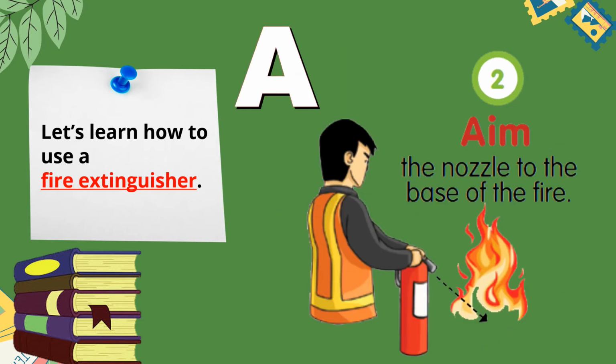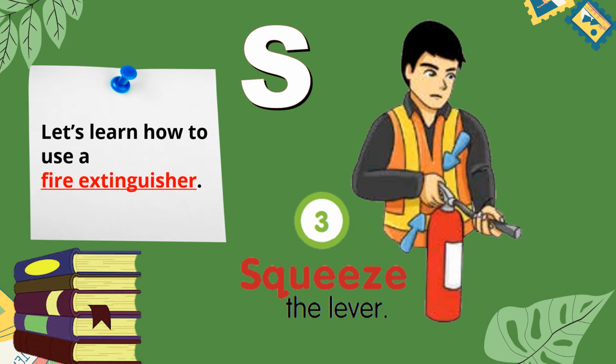Step 2. A for aim. Aim the nozzle to the base of the fire. Halakan muncung kepada punca kebakaran. Jarakkan diri dari punca kebakaran. Step 3. S. S for squeeze. Squeeze the lever. Tekan tuas pada alat pemadam api.